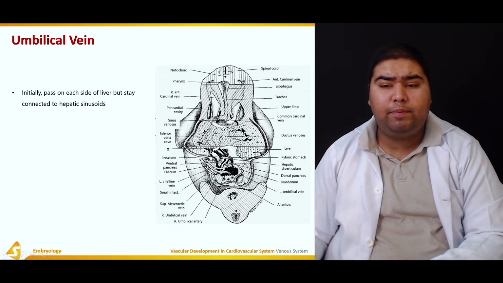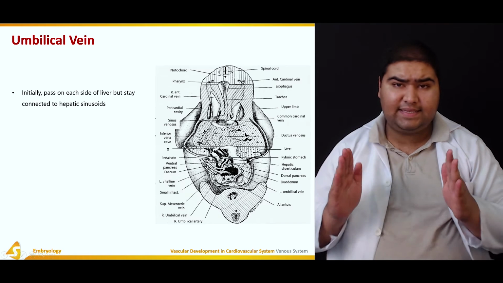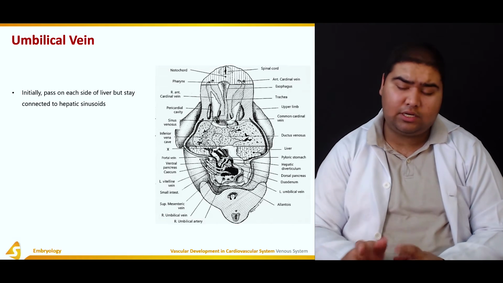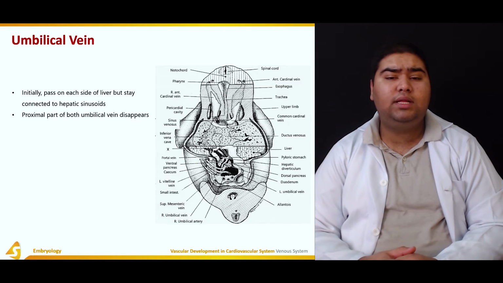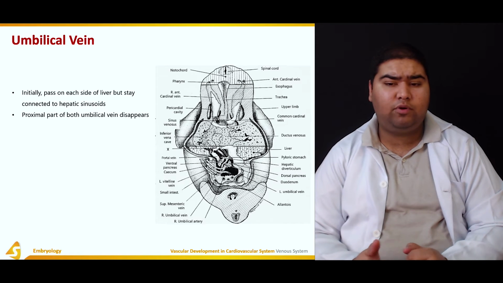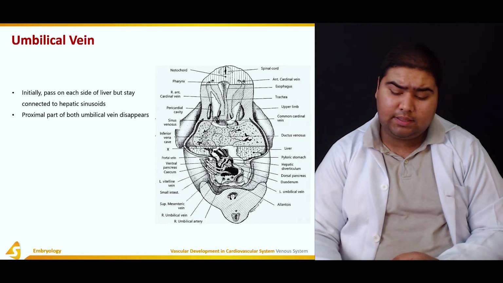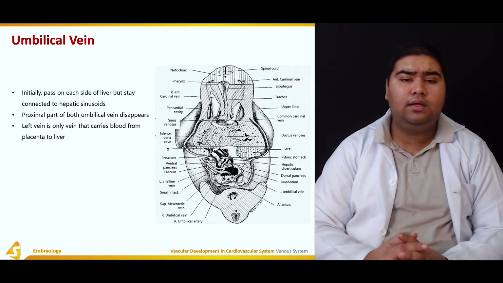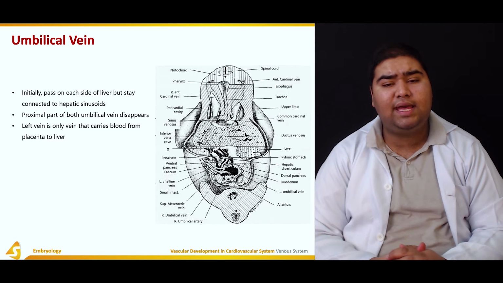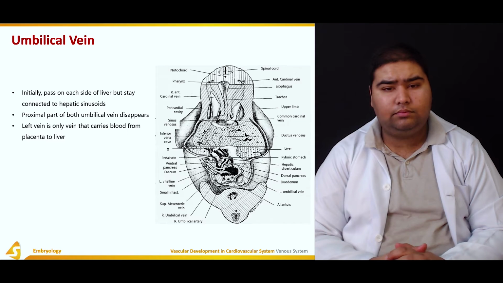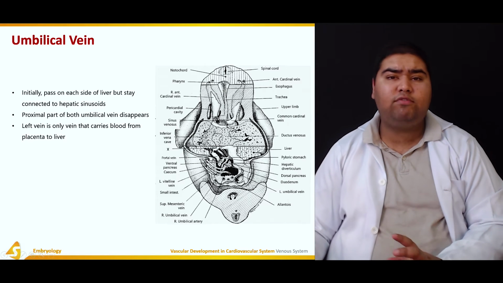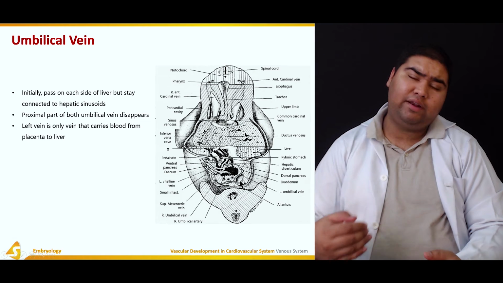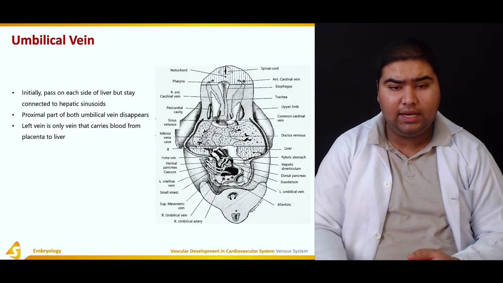So they pass on each side of the liver, but they stay connected to the hepatic sinusoids. The proximal parts of both the umbilical veins disappear, not being used. The left vein is the only vein that carries blood from the placenta to the liver. So the left umbilical vein, here you can see, is the only vein that is responsible for carrying blood from the placenta to the liver.